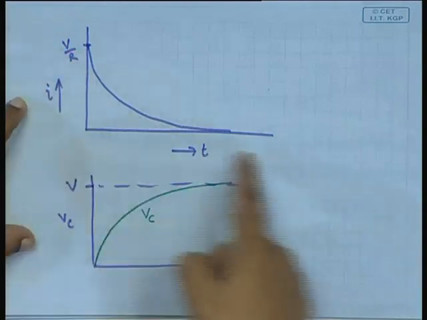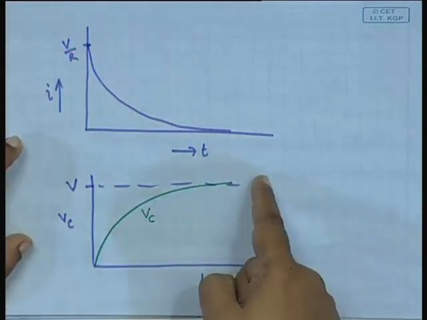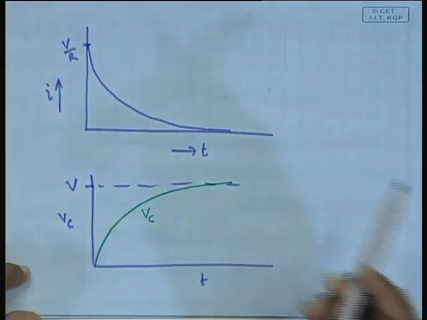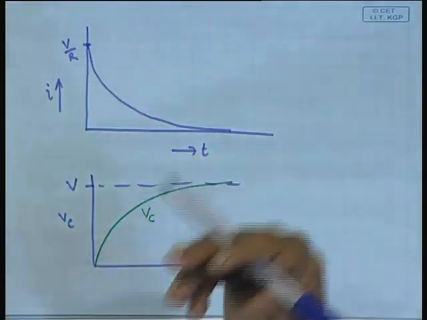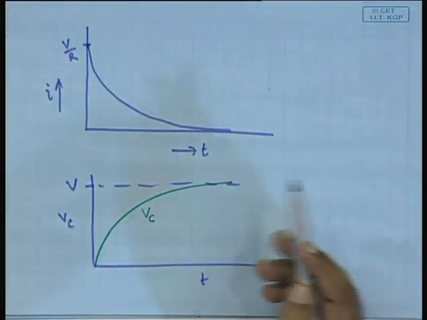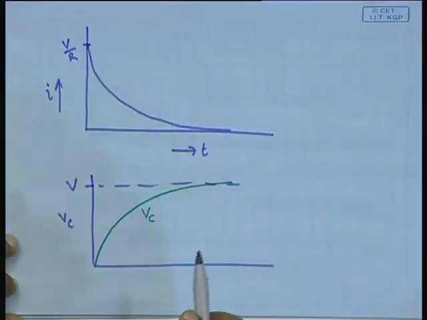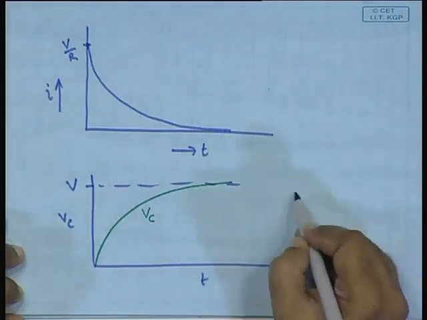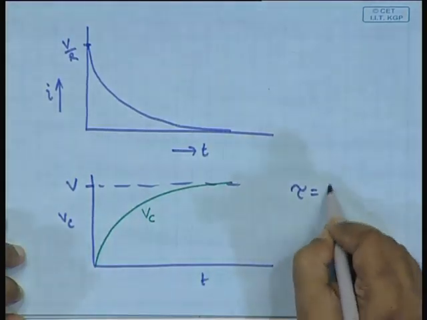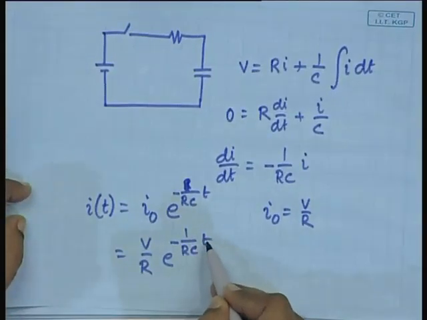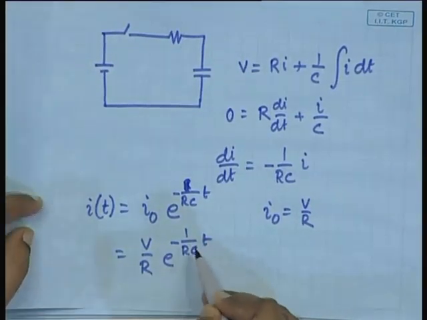The current graph is like this, V R graph is similar, V C graph is like this, and in all that, will the time constant be different in these graphs or will it be the same? Yes, that is the point. A circuit will have the same time constant for all the different variables in question. And in this case, what is the time constant? R C, because the waveform is e to the power minus t by tau, tau is R C.